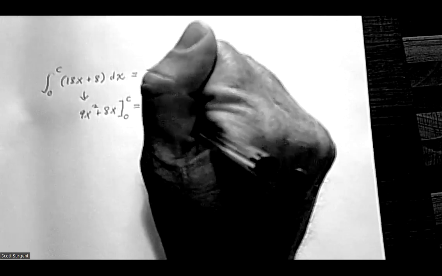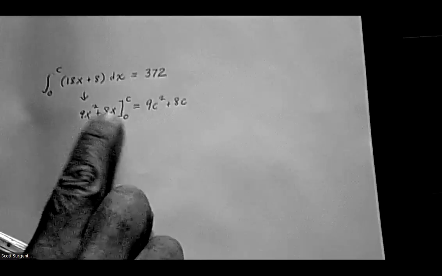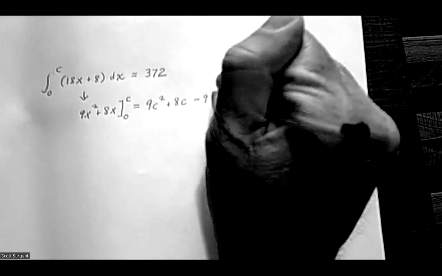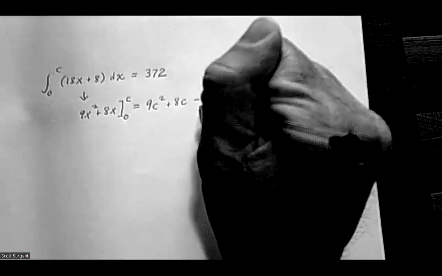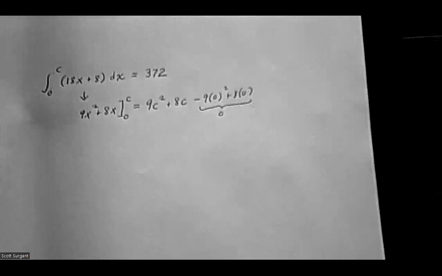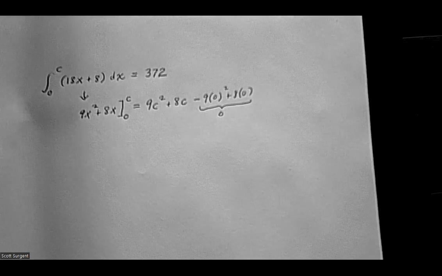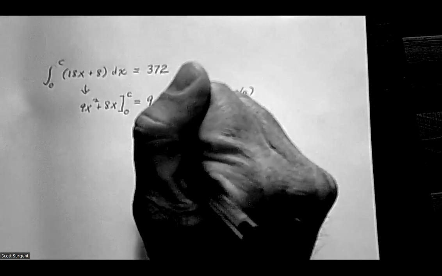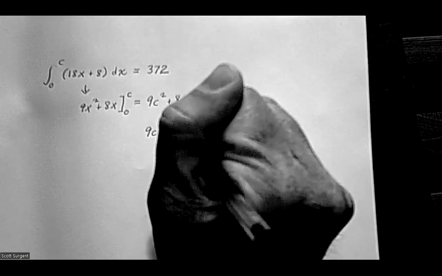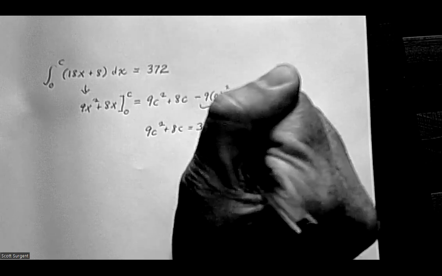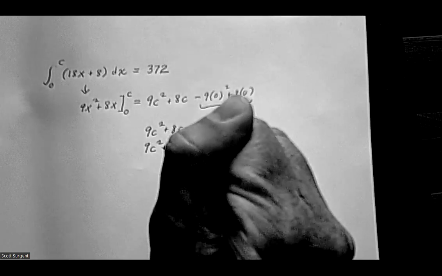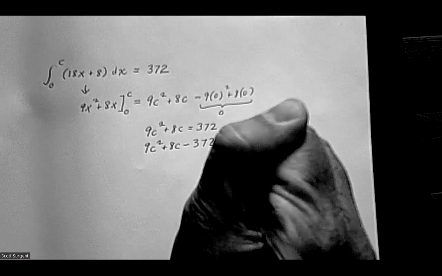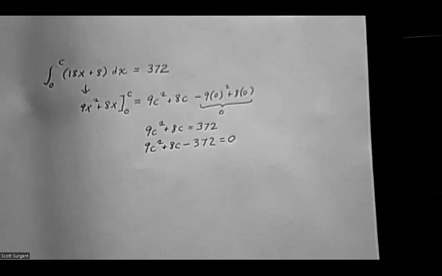You just plug in your c. And when you plug in 0, they drop out. So that part can be pretty much ignored. So you have 9c squared plus 8c equals 372. And then you just bring it all to the left side. And you've got yourself a quadratic here.